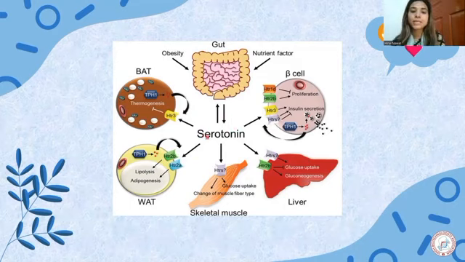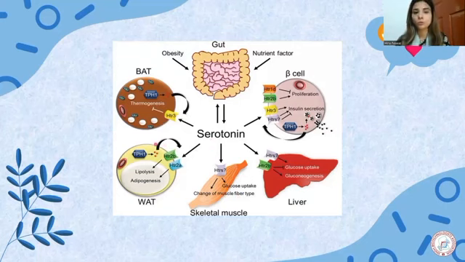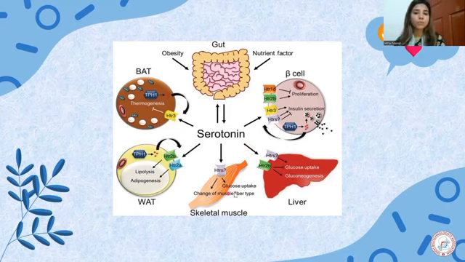Serotonin that is secreted by your gut influences other tissues of your body. Like in the brown adipose tissues, it is responsible for thermogenesis. In the white adipose tissues, it is involved in regulating lipolysis or adipogenesis. In the skeletal muscles, it is involved in glucose uptake, and in the liver, it is responsible for glucose uptake or gluconeogenesis. And in the pancreatic beta cells, it is responsible for insulin secretion.